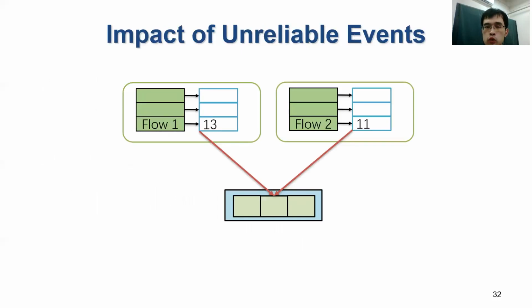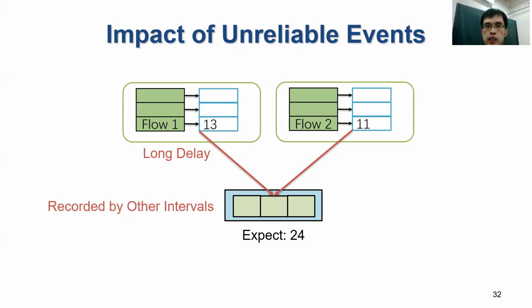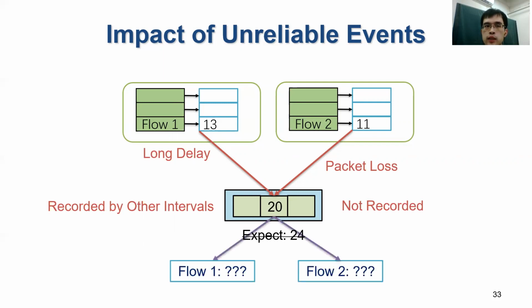Here we present an example to illustrate the impact of the two reliability issues. Here we have two flows with their values 13 and 11 respectively. These two flows share a counter in a switch. Ideally, all values of the two flows should be recorded in the switch, so the expected value in the switch is 24. However, if some packets exhibit long network delay, part of the flow values may be included in different intervals after the long network delay. Another case is packet loss. With packet loss, some values are not even recorded in the switch slot. In both cases, the value in the switch may be wrong. In our example, the value in the switch is now 20. Since there are multiple flows with wrong values, we cannot decompose the value in the switch because we do not know the actual contribution of each flow.